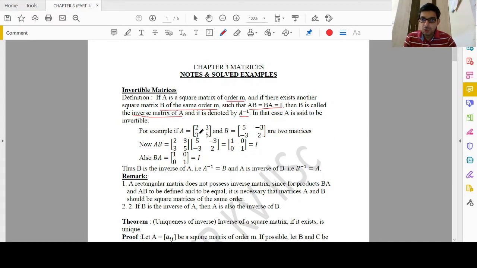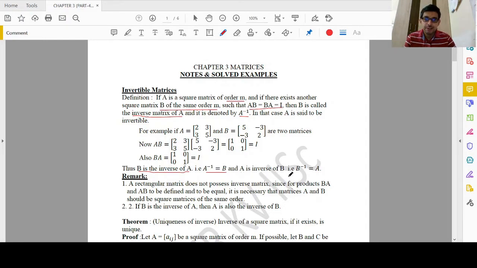For example, if A is equal to [2, 3; 3, 5] and B is equal to [5, minus 3; minus 3, 2]. These are two matrices of order 2 by 2, that is both are square matrices of order 2. Now it can easily be verified that both products AB and BA are identities. So since both AB and BA are identities, we can say that B is the inverse of A. That is, it is written as A inverse equal to B.